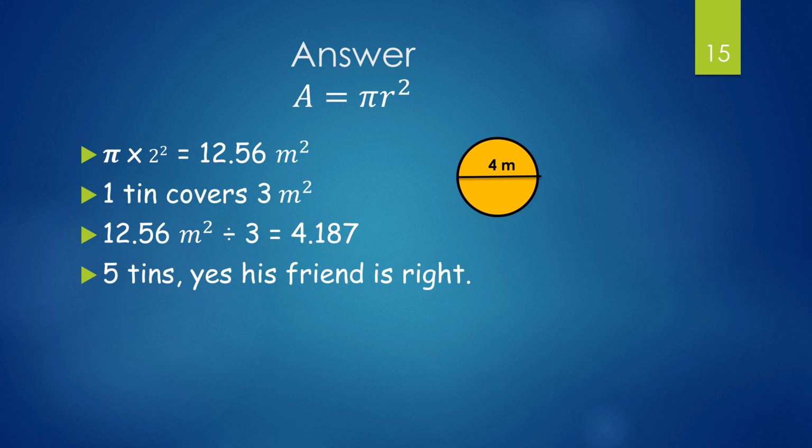Let's see how many tins he needs to buy. 1 tin covers 3 meters squared. So the area of the room divided by 3 is 4.187. He can't get 4.187 tins. So he needs to buy full tins. So he needs another tin. So he needs 5 tins in total. So his friend Martin is right then.